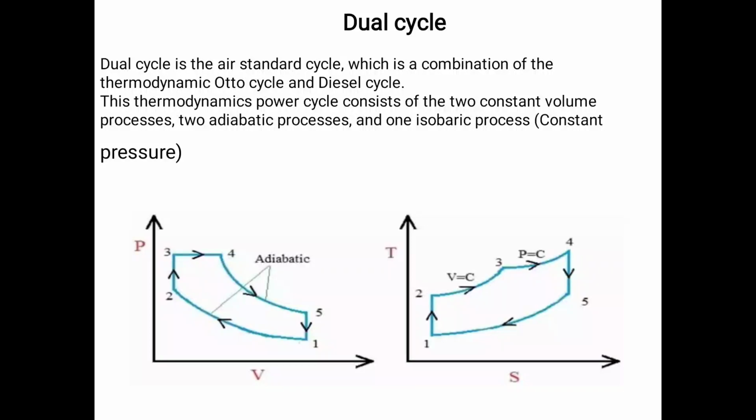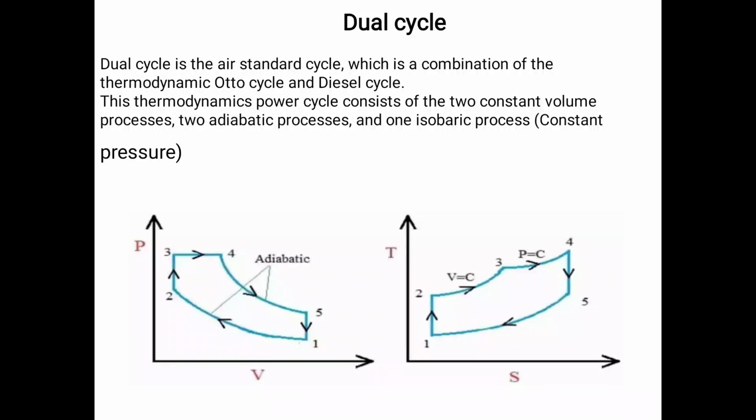Dual cycle is the air standard cycle, which is a combination of the thermodynamic Otto cycle and diesel cycle. The thermodynamic power cycle consists of two constant volume processes, two adiabatic processes, and one isobaric process, that is, constant pressure process. Here you can see this PV and TS diagram.